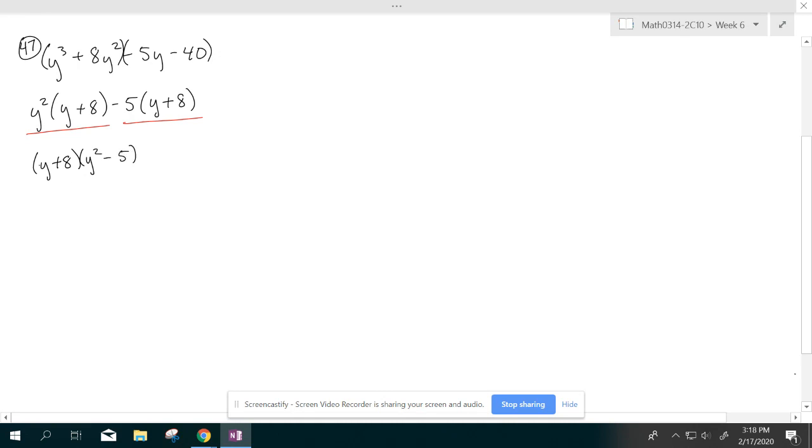Does everybody see that? Look, if the y plus 8 gets factored out, I can cross it out, and it shows me what I'm left with. And then if I want to, could I do the FOIL method and check to see if I get what I started with? I sure could. I'm not going to. I'm lazy, but you could if you want to, okay? So that is factor by grouping. Let's try it again. Number 49.